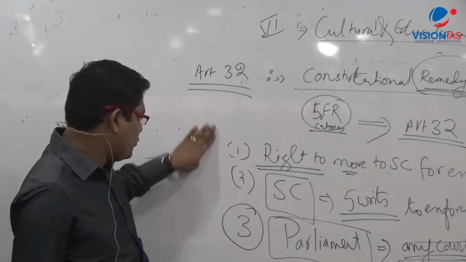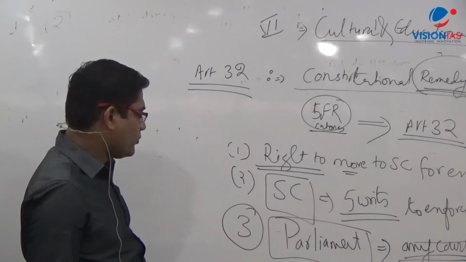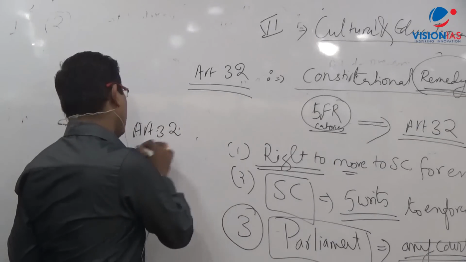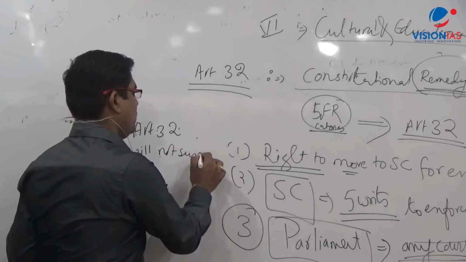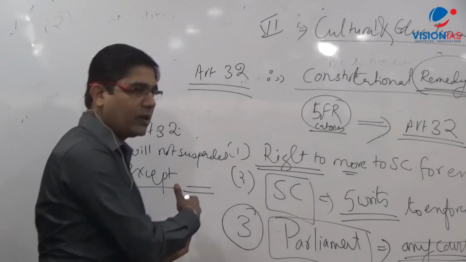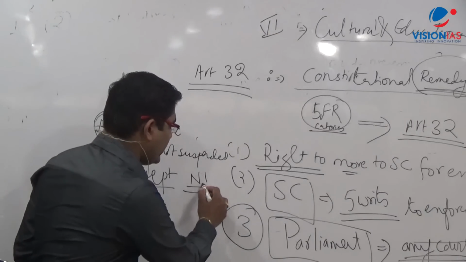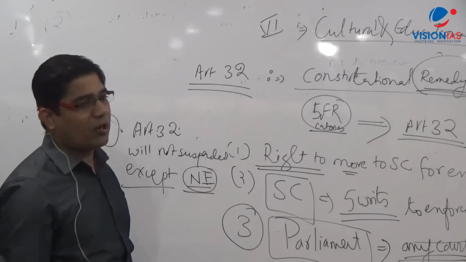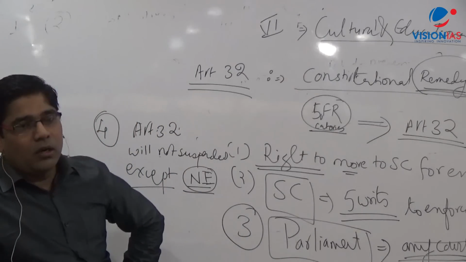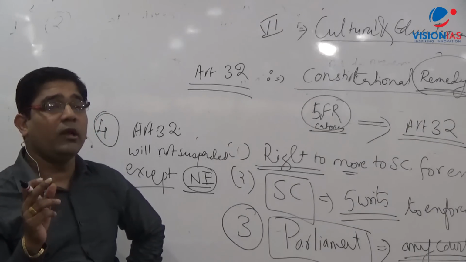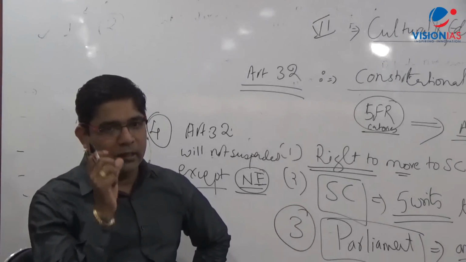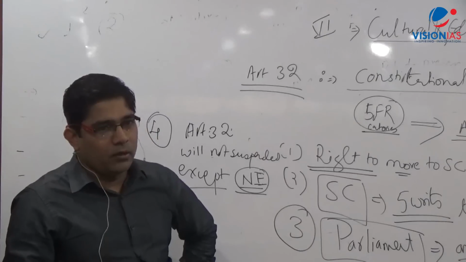And fourth, what is the fourth clause? Article 32 will not be suspended except as per the provisions of the Constitution, which we have seen: national emergency. Yesterday I said when articles are suspended, that is national emergency. Which article is automatically suspended? Article 19. It is automatically suspended for the full length of time, but only in 2 specific cases of national emergency: external aggression and war, not armed rebellion.